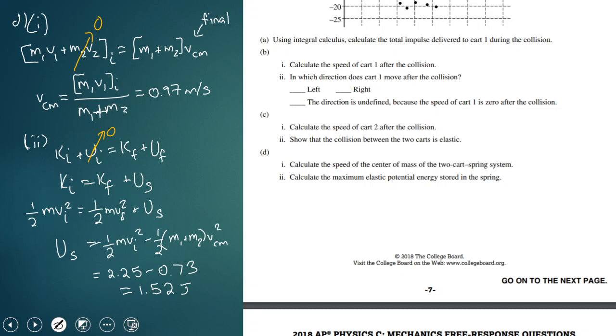So keep in mind that when we're considering problems like this, where we're trying to find the potential energy stored in the spring, we have to consider the system as a whole, and that's why I have the m1 plus m2 and then the v of center of mass squared, rather than just of an individual part, as we may have used in part B and C.